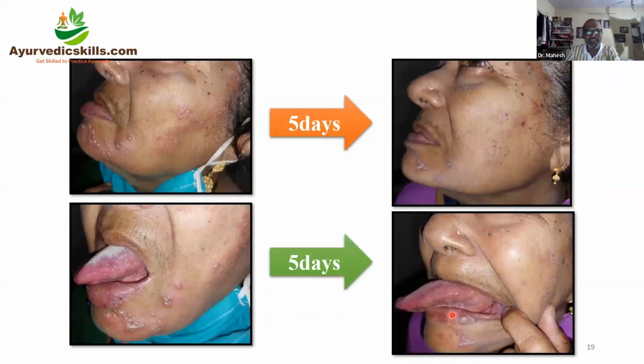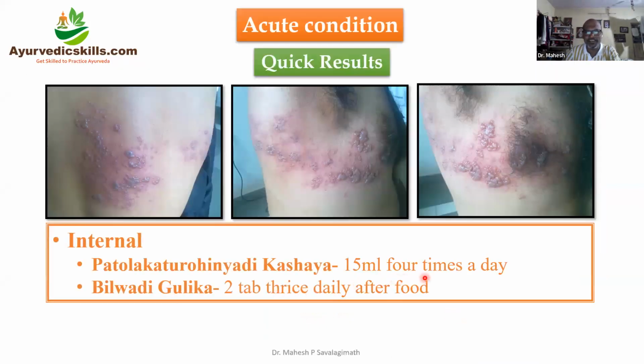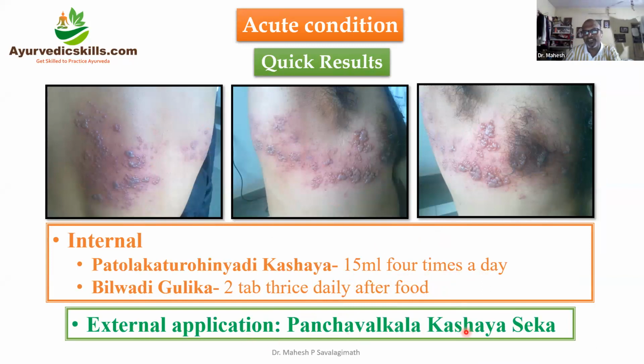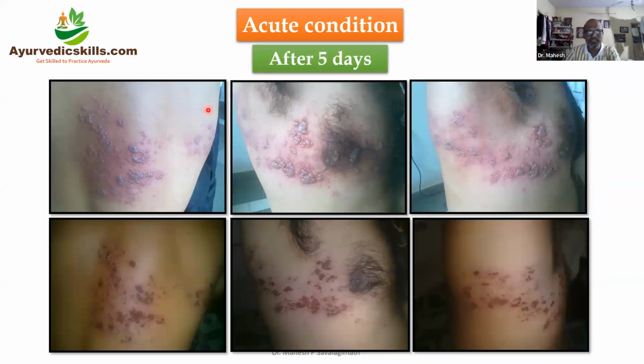So here also you can see herpes zoster, Patola Katranadi Kashayam 4 times a day, because we needed Virechana type of effect. Vilwadi 2 tablets thrice daily after food. External application of Panchavalkala Seka was given. This is after 5 days.